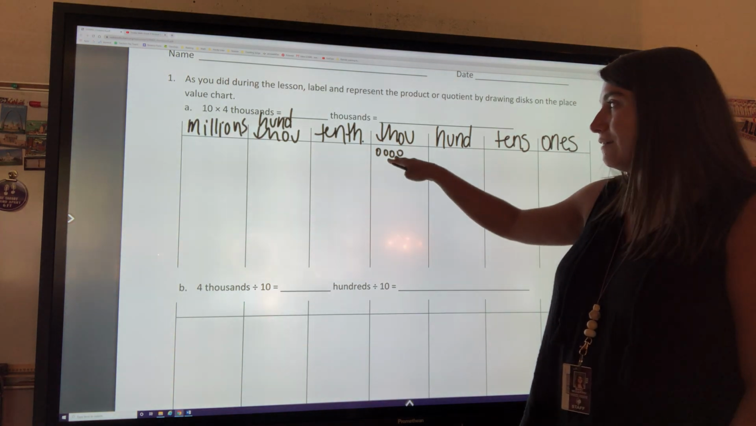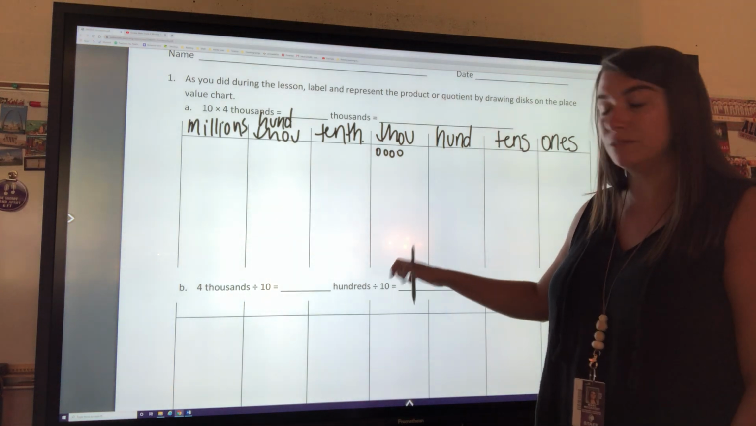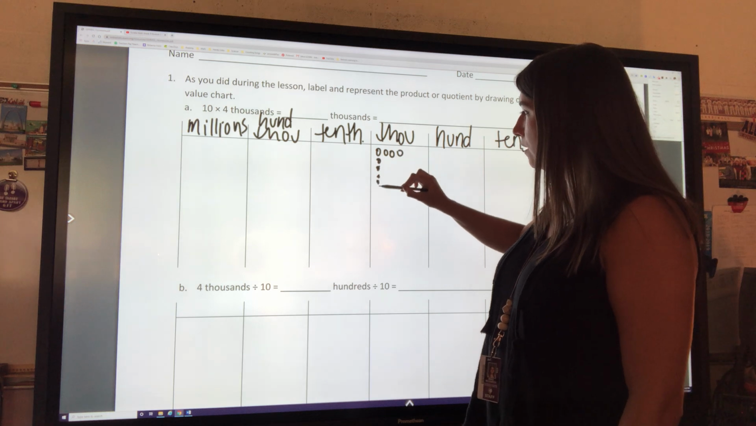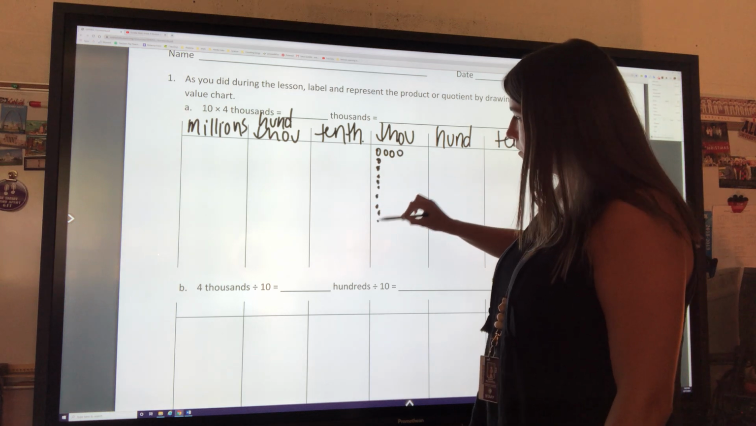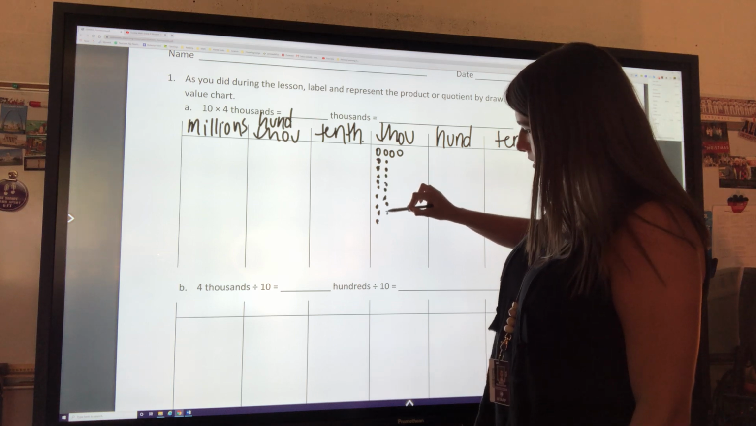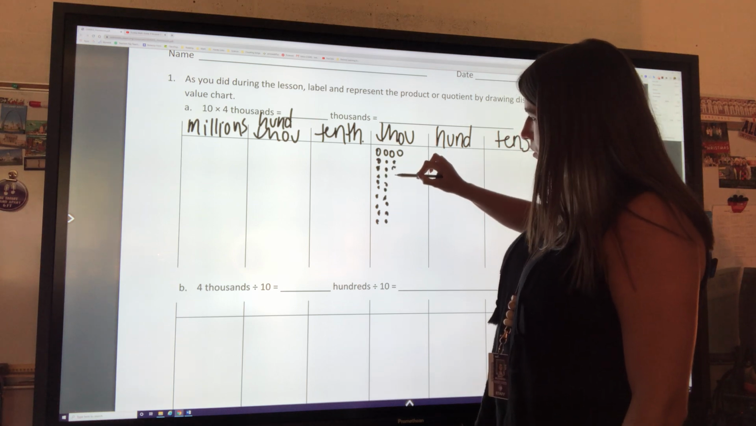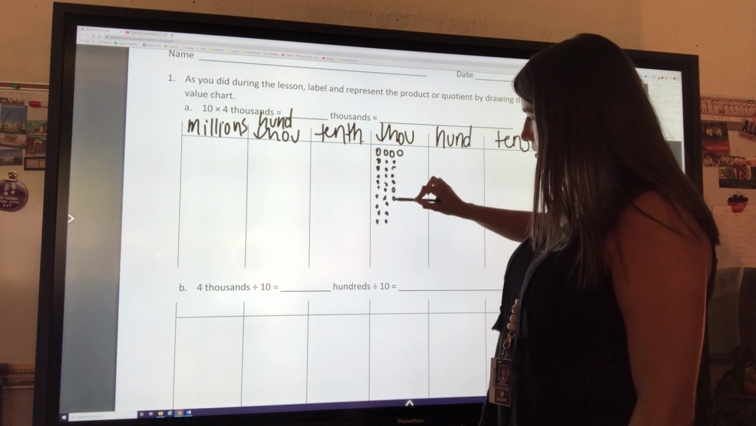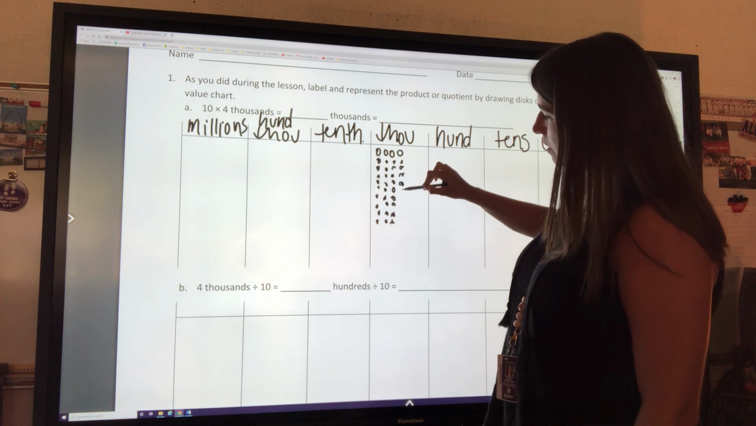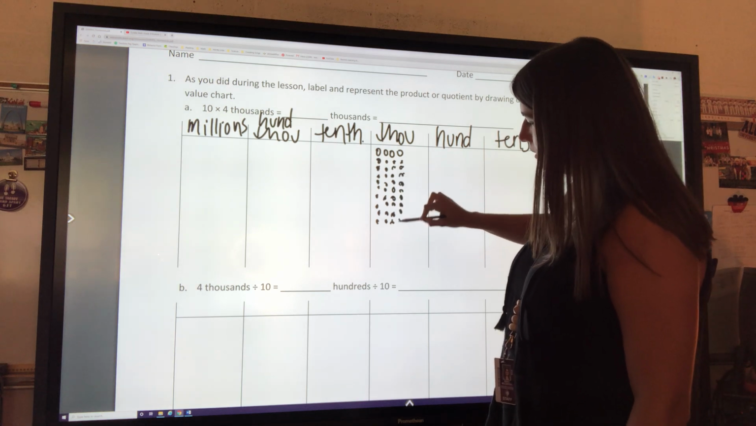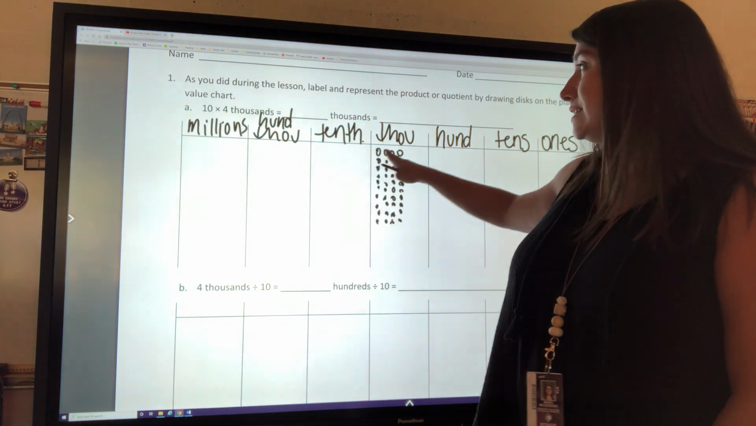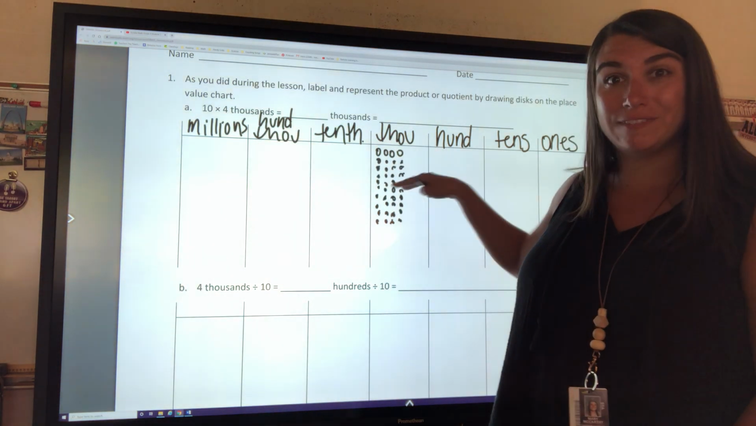That's gonna mean I'm gonna have 10 in each of these columns. So I'm gonna go ahead and do that now. 1, 2, 3, 4, 5, 6, 7, 8, 9, 10. After you're finished with that, you should have 4 columns of 10.